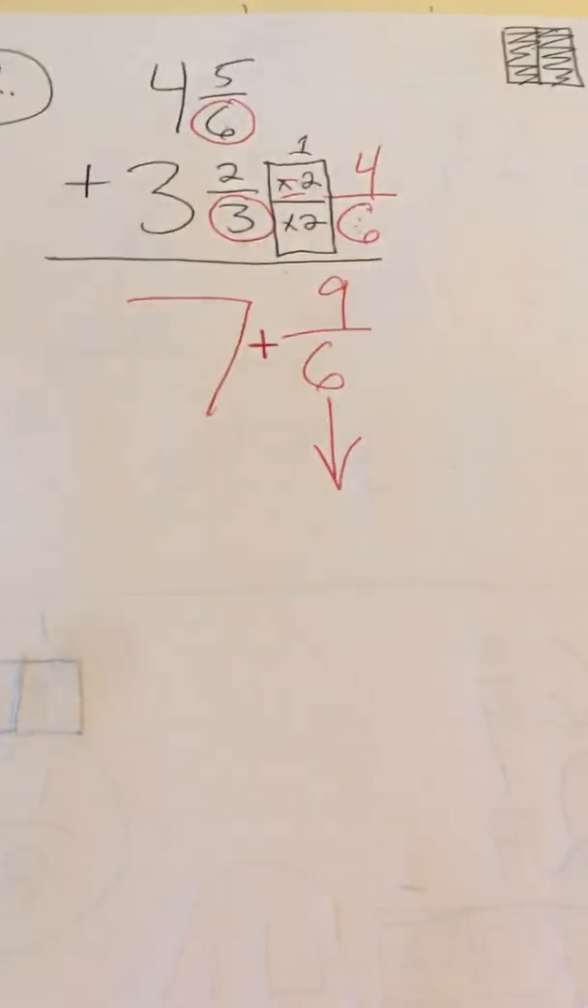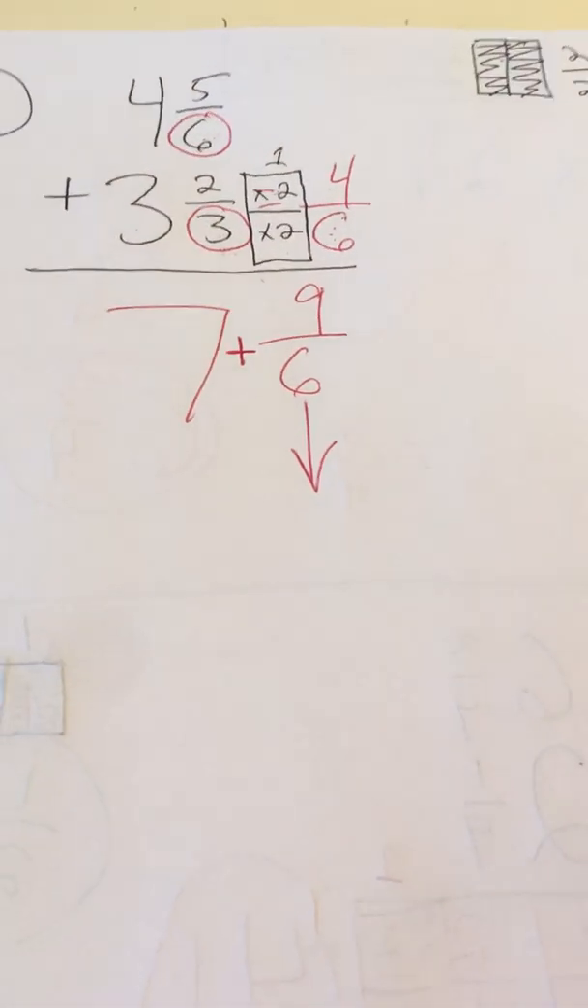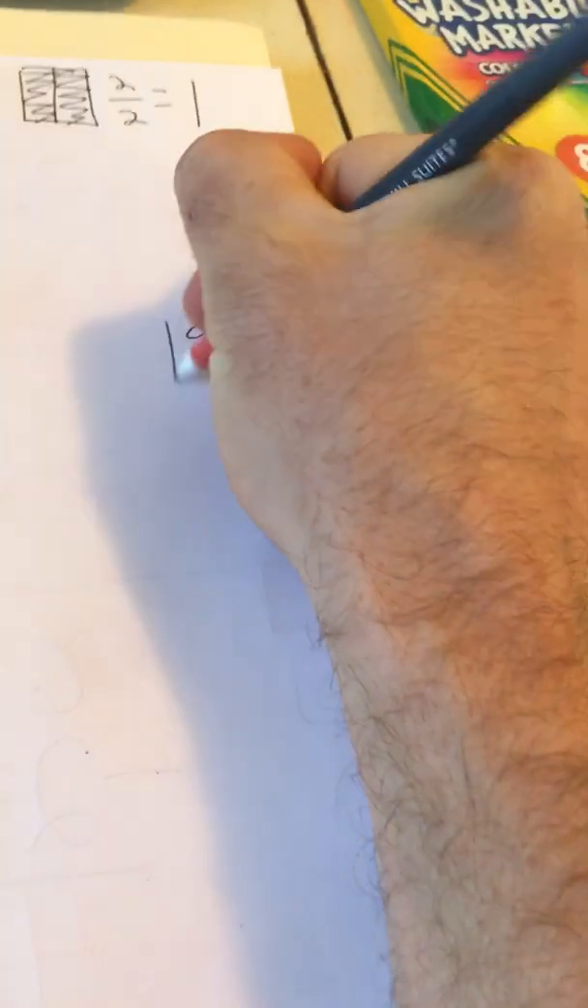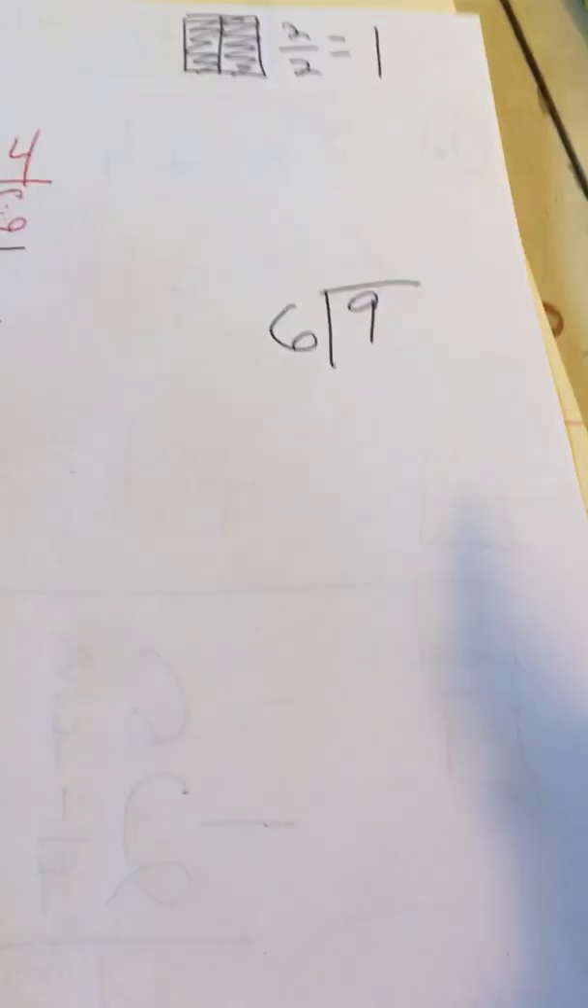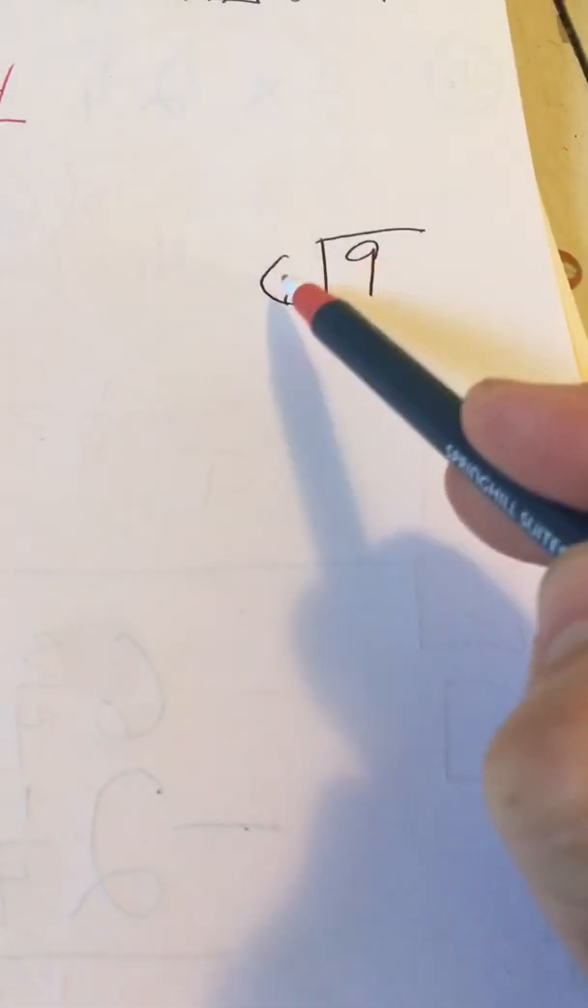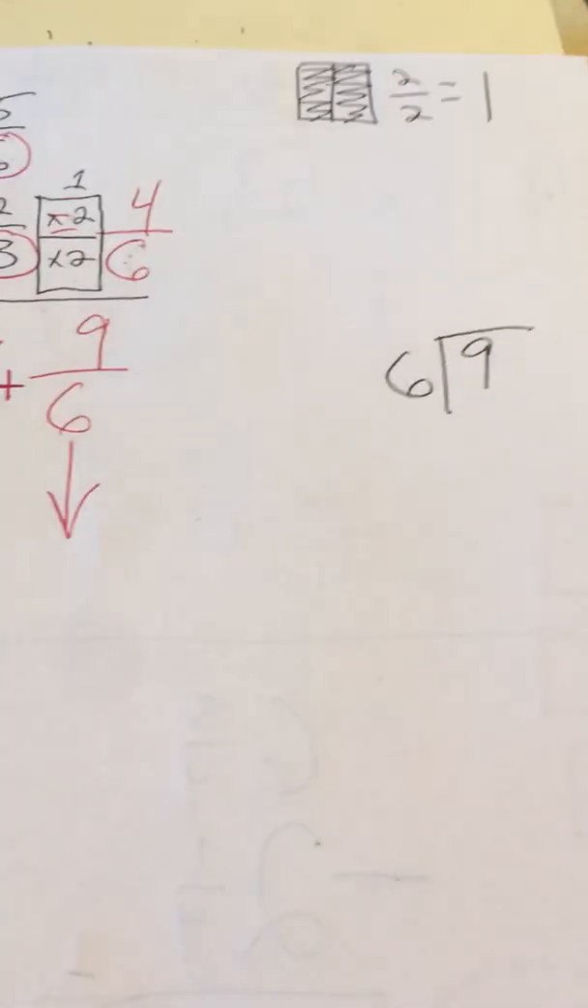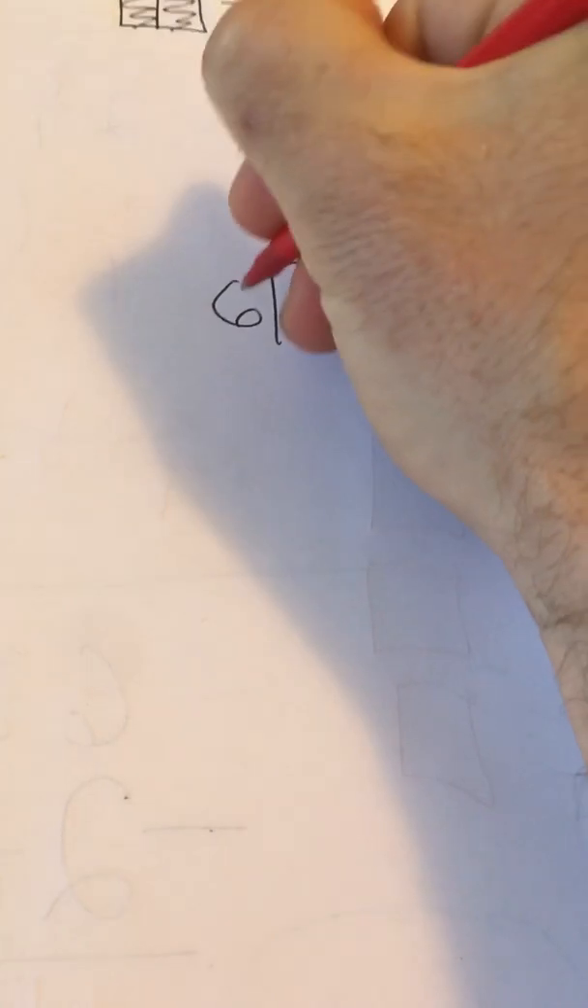We're going to take it from an improper fraction, just like we did on Friday, and make it into a mixed number. So we're going to take 9 divided by 6. So if you have 9 pencils and you're making 6 equal groups, how many can go into each group? 6 goes into 9 only one time.